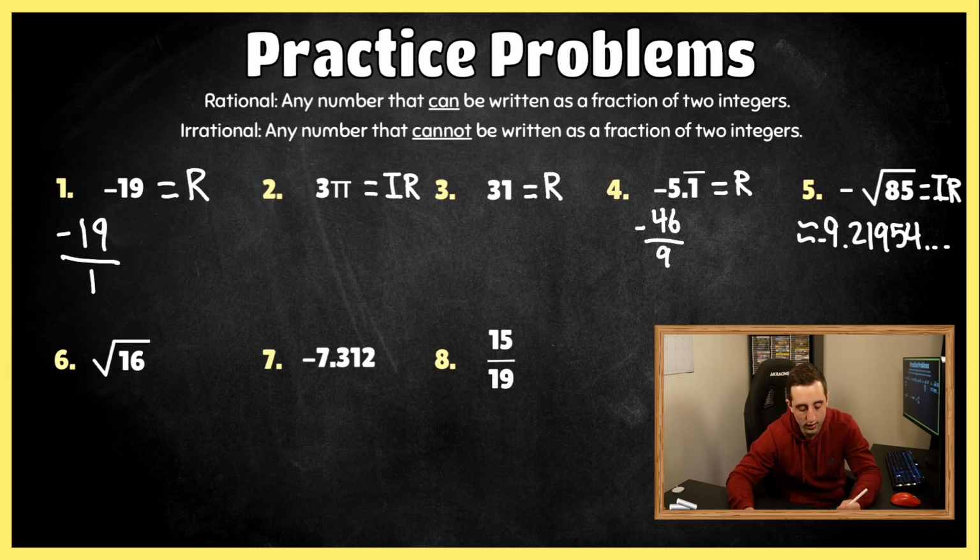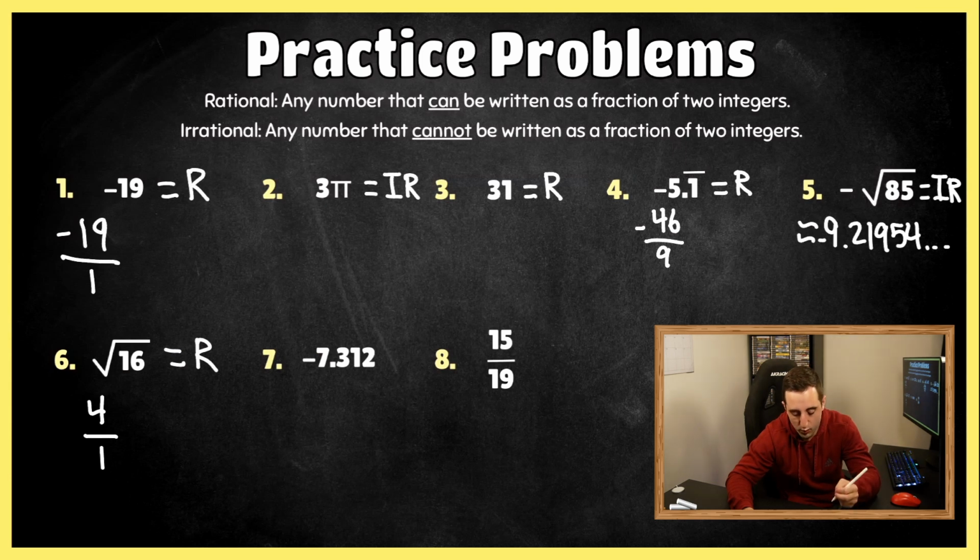And now let's go ahead and take a look at number 6. This time around we have a perfect square of 16. Well, the square root of 16 gives us 4 back, and to make it into a fraction of two integers, we simply just put it over 1. So the perfect square of 16 gives us a rational final answer.